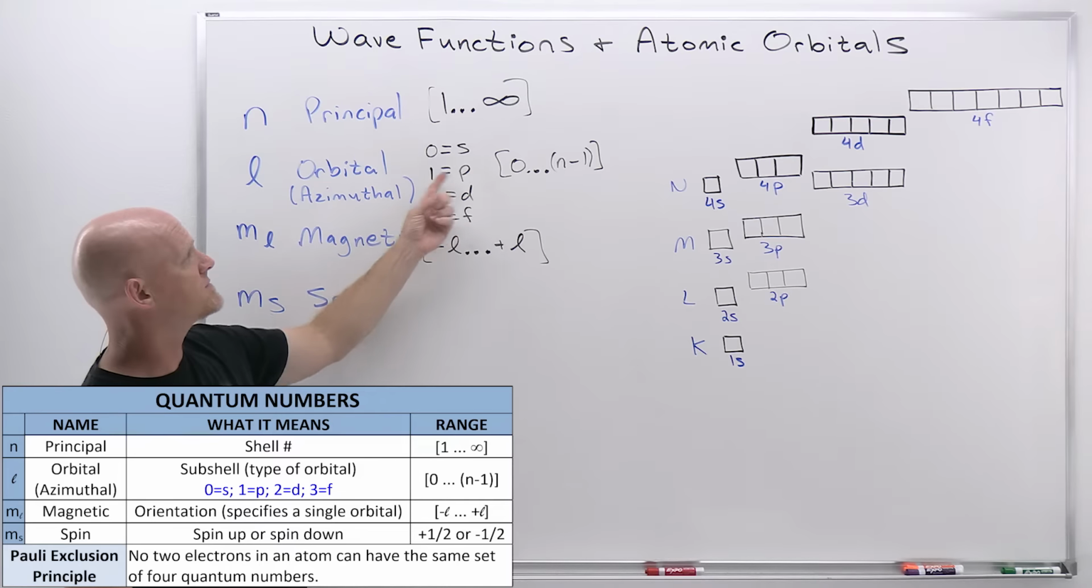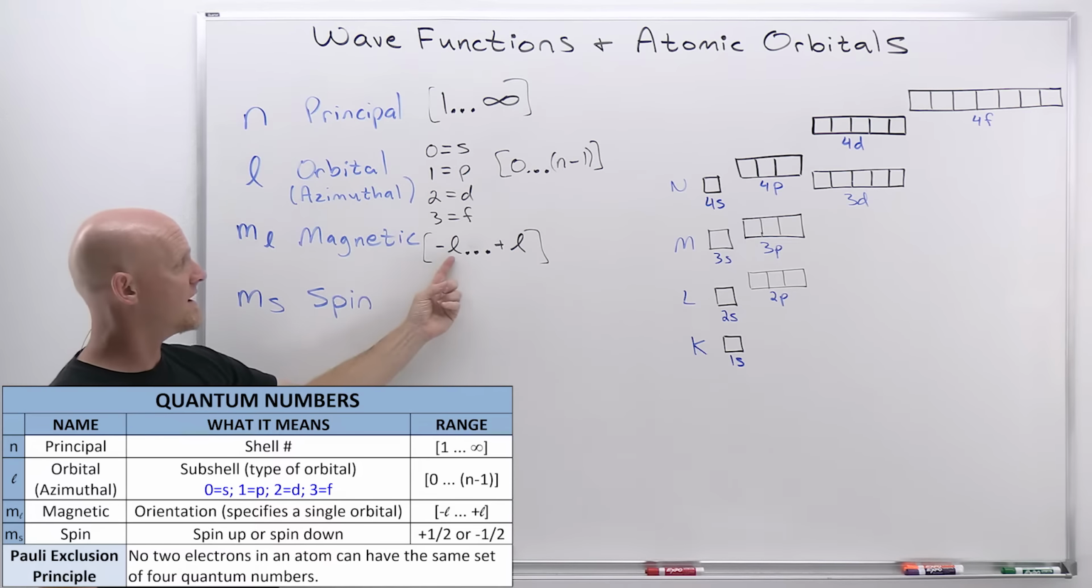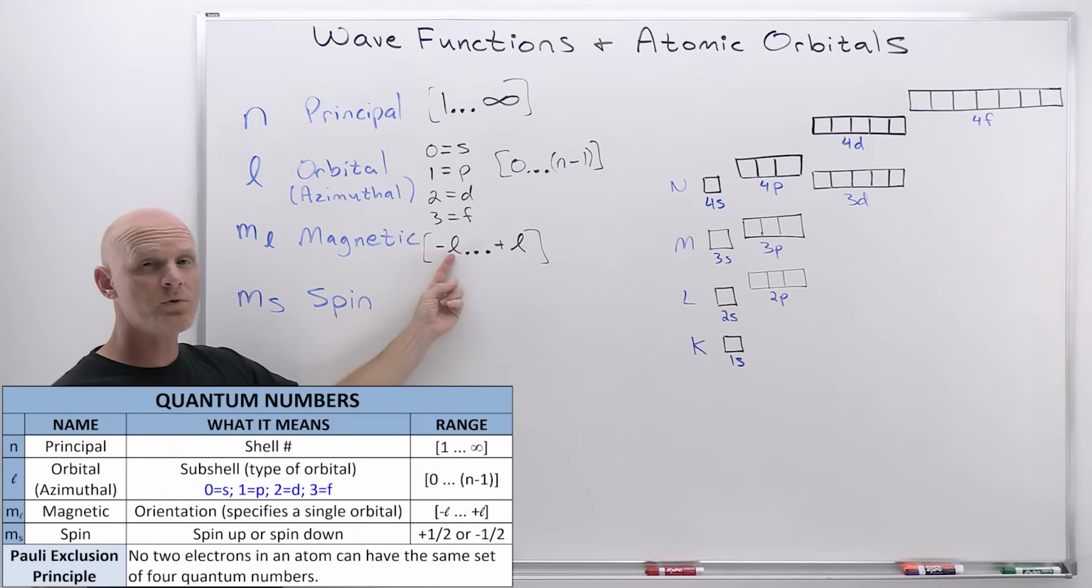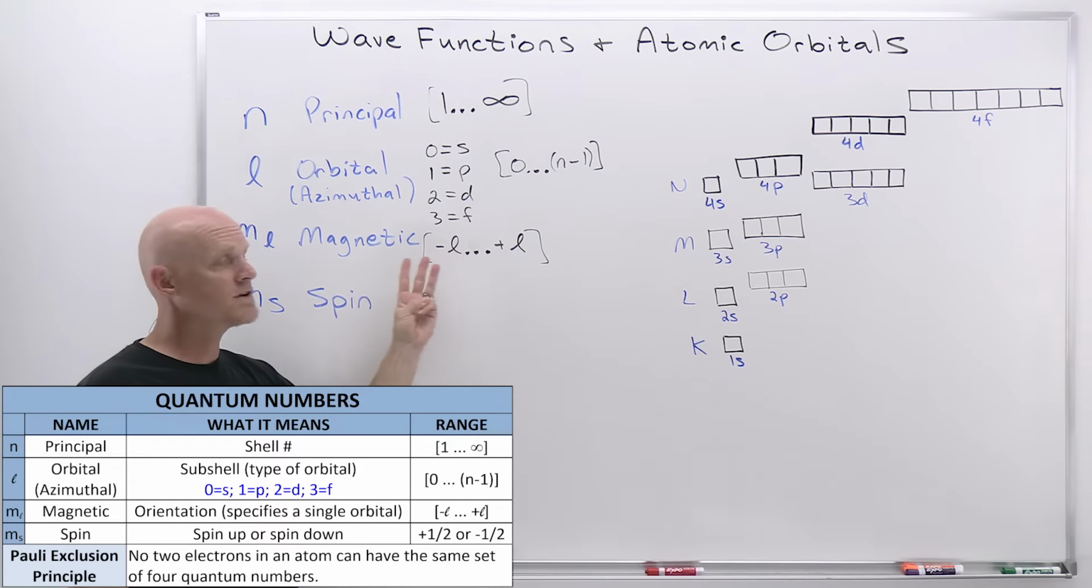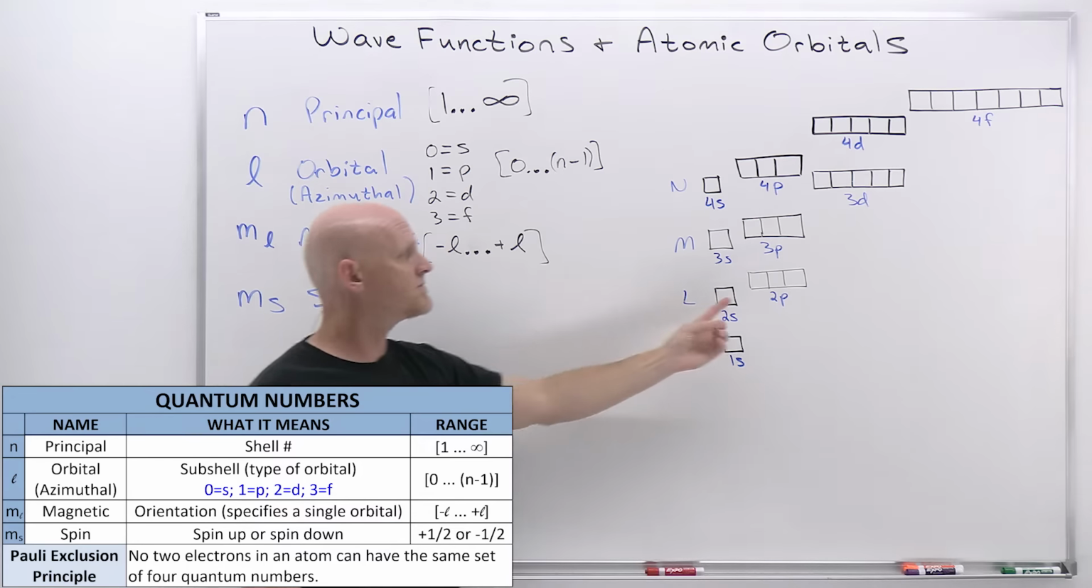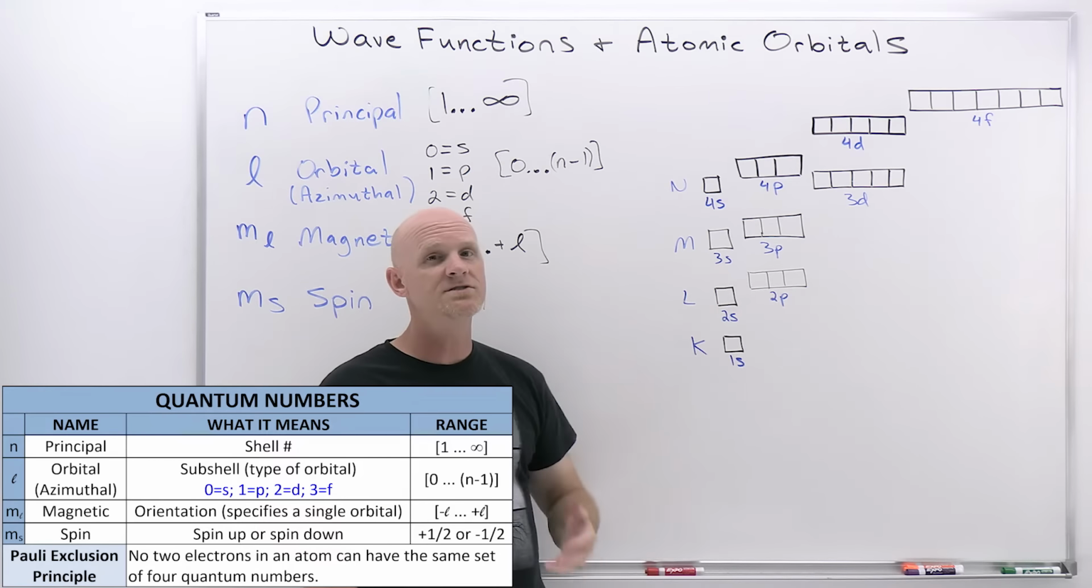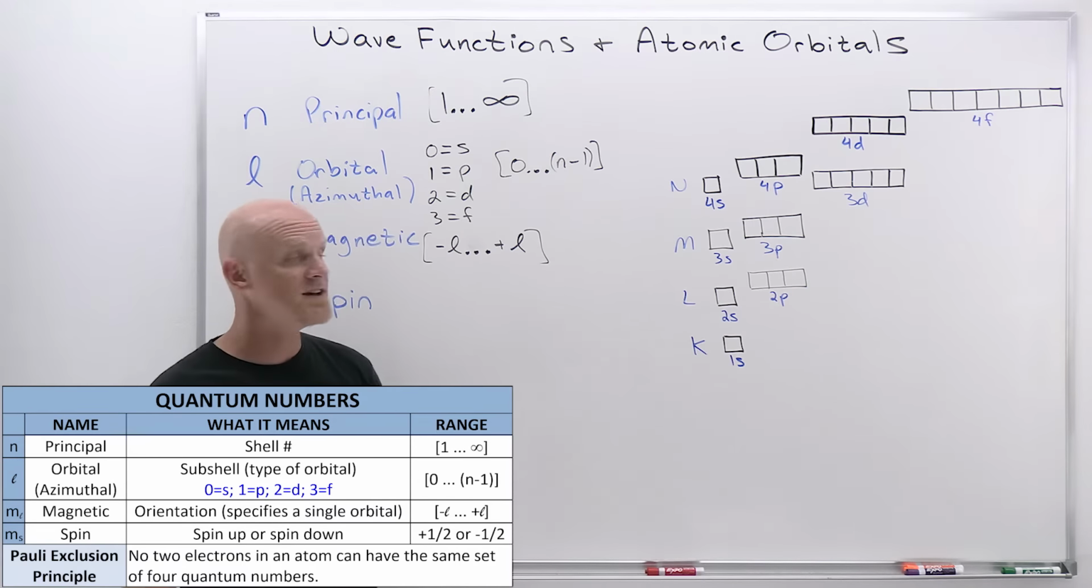Now, if you go to a p subshell, that's where L equals 1, which means that m sub L could range from negative 1 to positive 1, all the integers in between, so negative 1, 0, and positive 1. 3 different values, reflecting that there are 3 different wave functions that are solutions to the Schroedinger equation in that subshell.